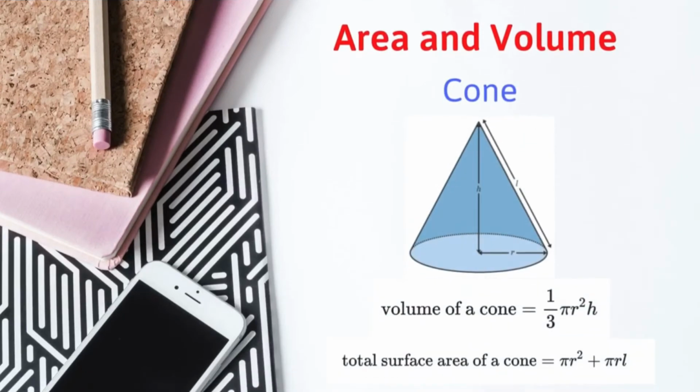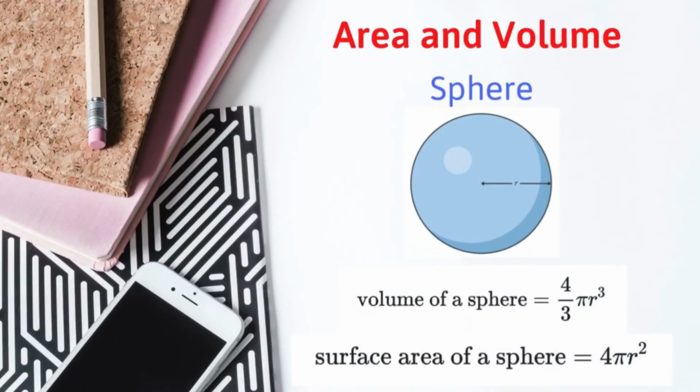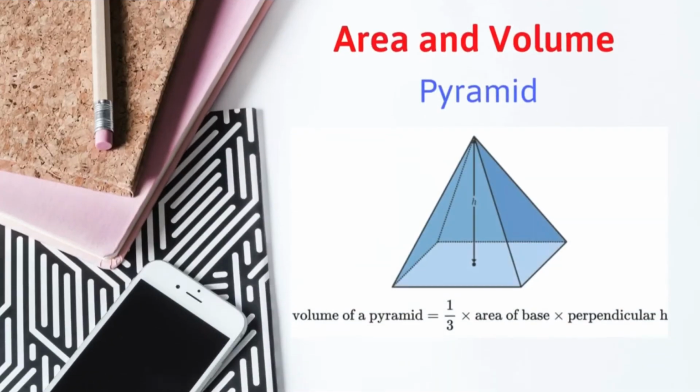The volume of a cone is a third times pi times r squared times h, which is the perpendicular height. The total surface area of a cone is pi r squared, which is the circle base, plus pi times r times l, which is the curved length. The volume of a sphere is 4/3 times pi times r cubed. The surface area of a sphere is 4 times pi times r squared. The volume of a pyramid is 1/3 times the area of the base times the perpendicular height.